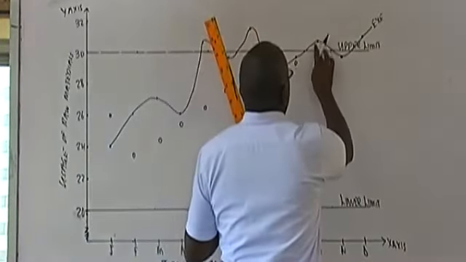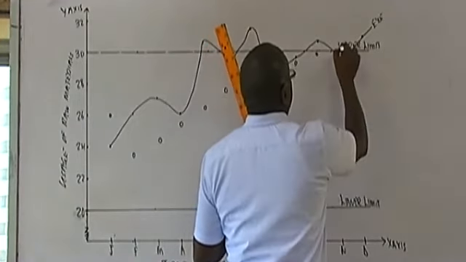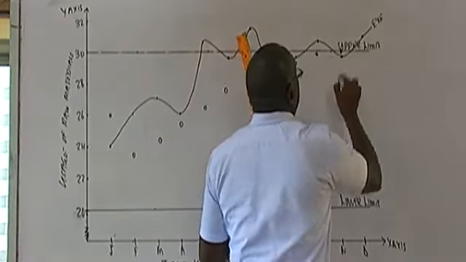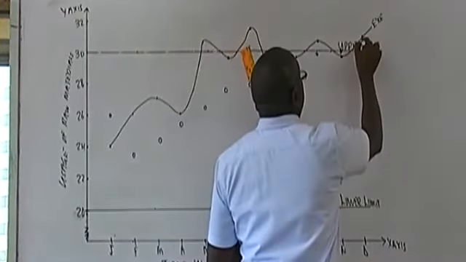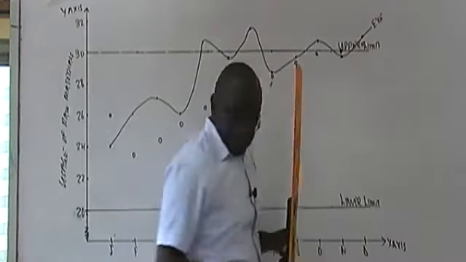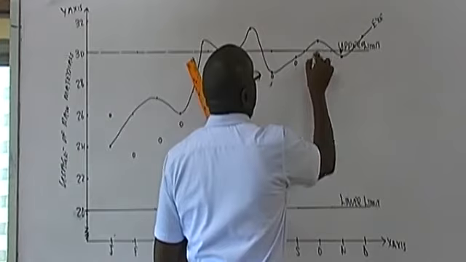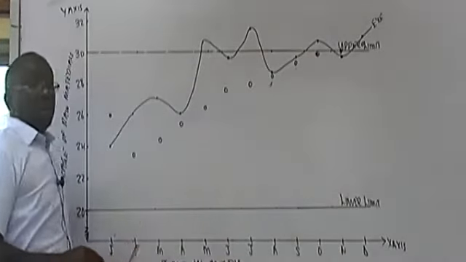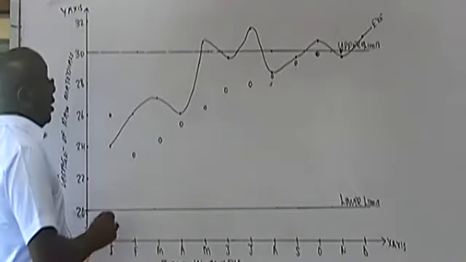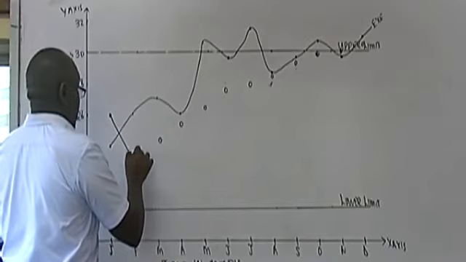So this is for November. And then for December, slightly up here. The other one is 29,750, somewhere there. Then you join them using a freehand.